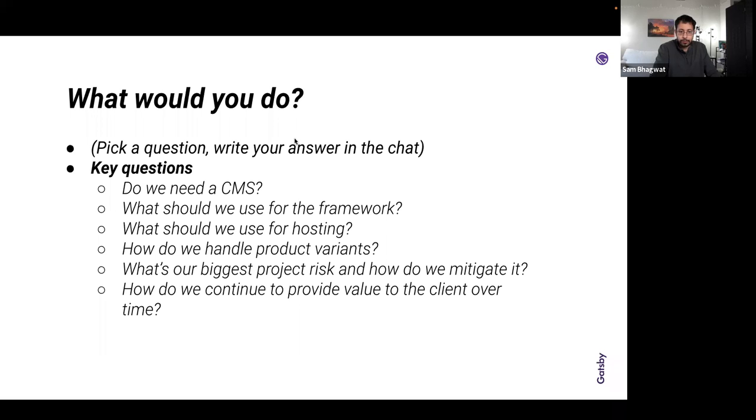Yes, Lorraine asked, headless CMS or no? Yes, they definitely wanted to go with a headless architecture.